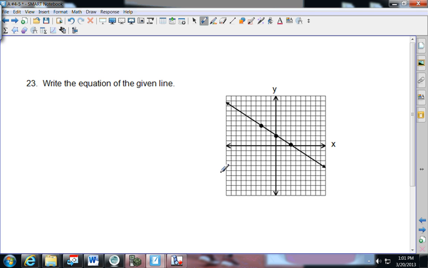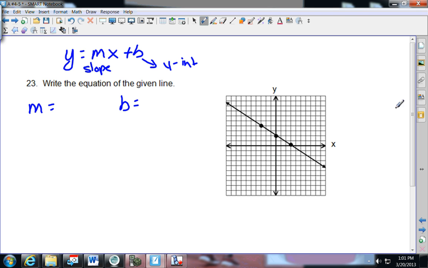Number 23 is a review of stuff we've done before. It says write the equation. Remember, the equation of a line is y equals mx plus b. M is the slope. B is the y-intercept. Well, let's find those. First off, I go and find my B. My y-intercept is right here. That's at 0, 2.